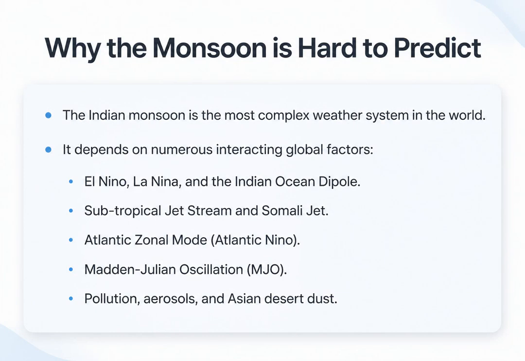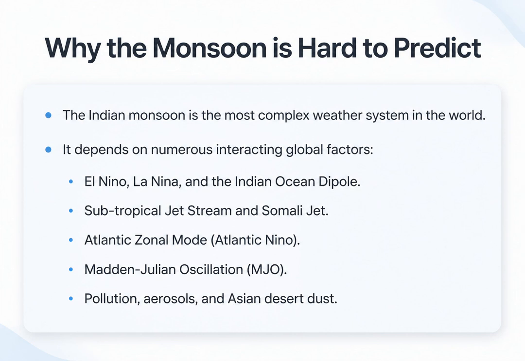Because the monsoon is influenced by so many different global phenomena, it is arguably the most complex weather system in the world to predict. Forecasters aren't just looking at local temperatures. They have to monitor the Pacific Ocean for El Niño, the Indian Ocean for the IOD, the upper atmosphere for jet streams, the Atlantic Ocean, the Madden-Julian Oscillation, and even the levels of pollution and desert dust in the air.